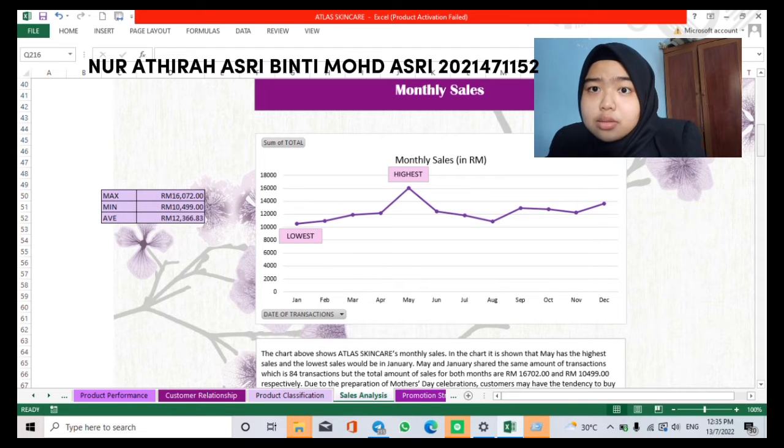Due to the preparations for Mother's Day celebrations, customers may have the tendency to buy something that is more exclusive and valuable, such as the Atlas Set series, for their loved ones.